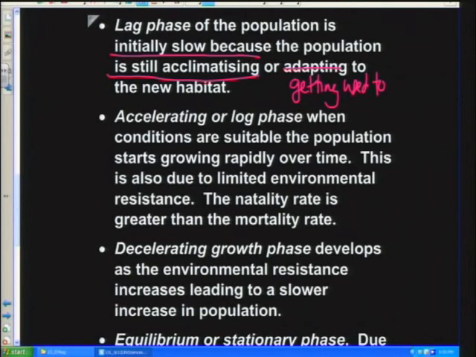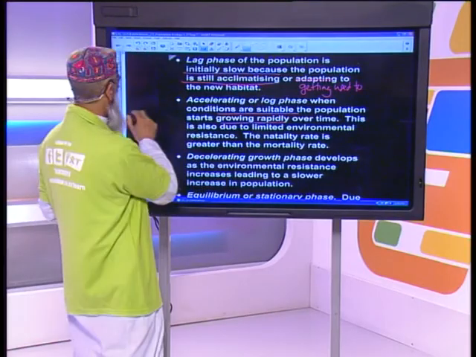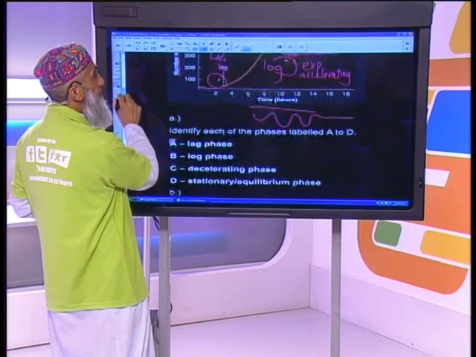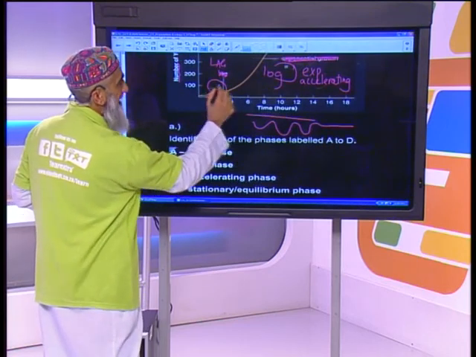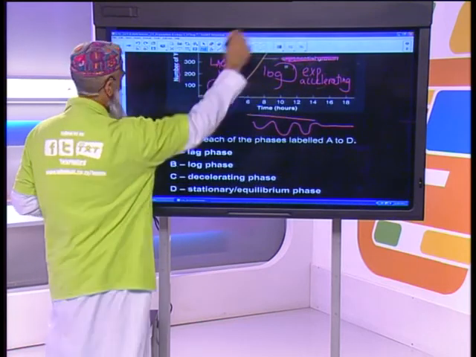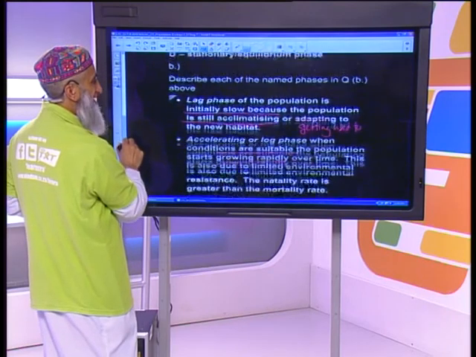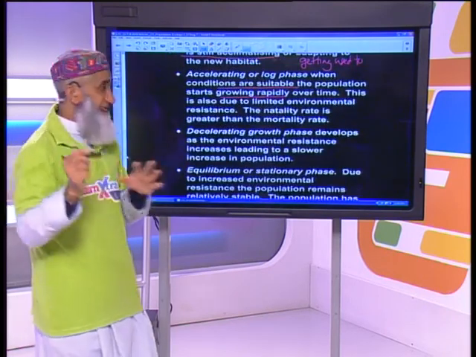When conditions become suitable and the population is now used to the environment, it starts growing rapidly. You must say slowly first, rapidly here. You can't just say growing. It was growing even there, but it was growing slowly. There's growth there, but it's slow. But here it's rapid. You see how specific you have to be in your answer. So the growth is rapid there.